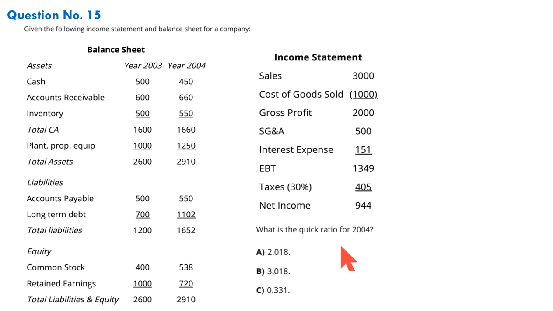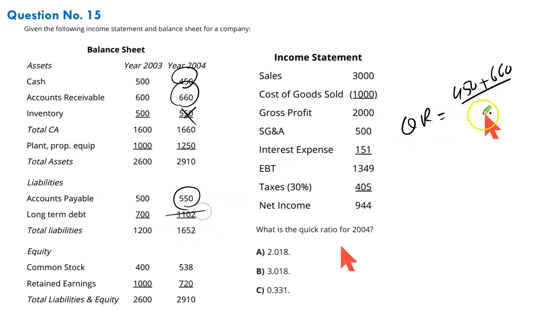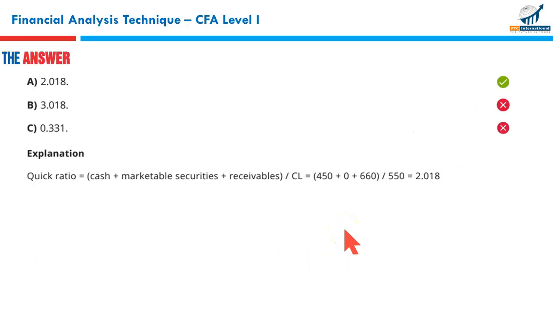So we need the quick ratio. For that we need to know the formula. Quick ratio is equal to quick assets. When we say quick assets, for 2004, it means cash, it means account receivables, no inventory, no prepayments. So just 450 plus 660 divided by your current liabilities. Current liabilities are given right here, 550. These are long-term debts. So that's all. That is the simplest possible question you can see in ratio analysis. 660 plus 450 upon 550. That is 2.018. So that makes A the correct option. A it is. Simple as that.